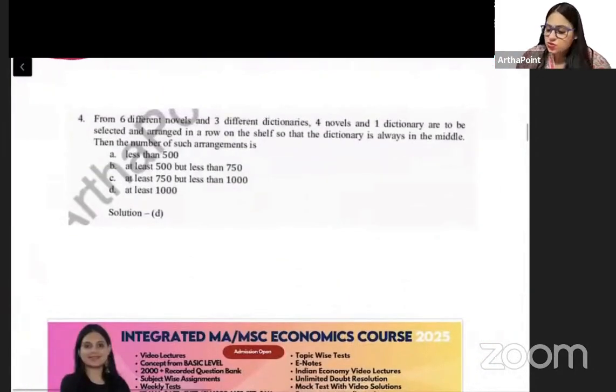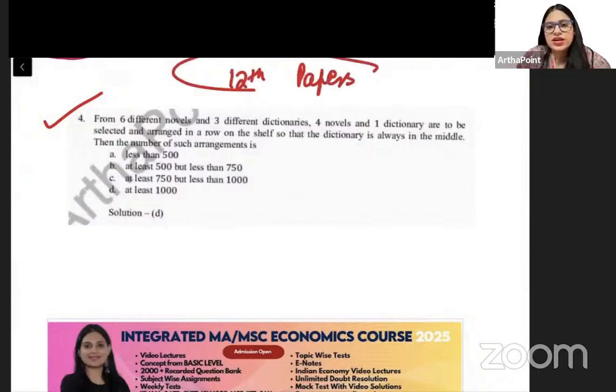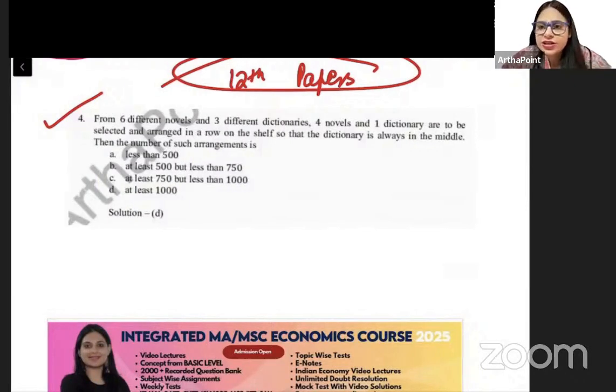Okay, beta, come to the next question. Very, again, easy question. Similar question has been asked in class 12th papers. Right? Again, revise the papers. So it says from 6 different novels and 4 different dictionaries, 4 novel and 1 dictionary are to be selected. So पहले selection है बेटा. So let's select. बाकी का बाद में पढ़ेंगे.